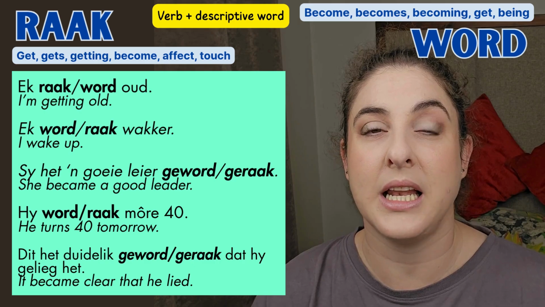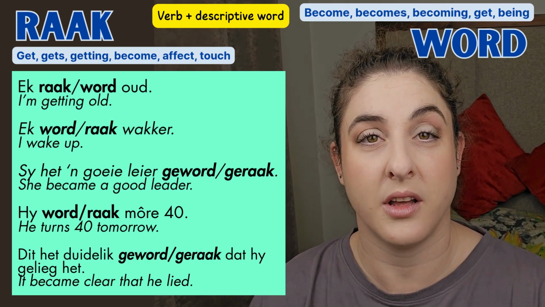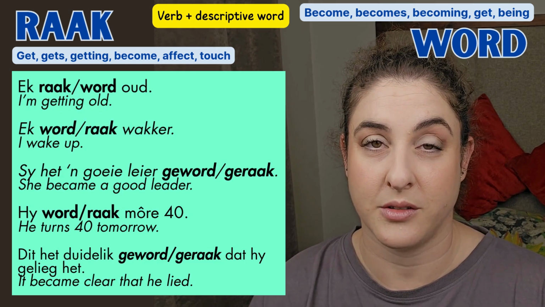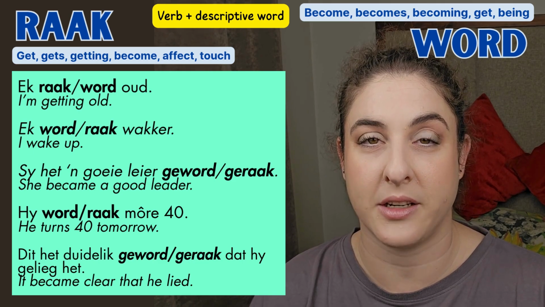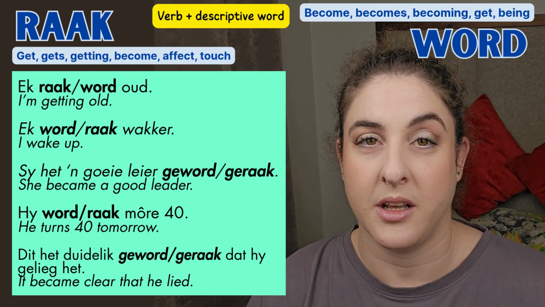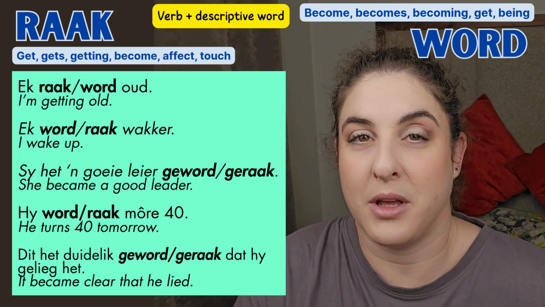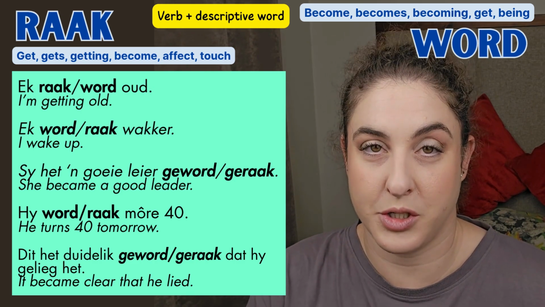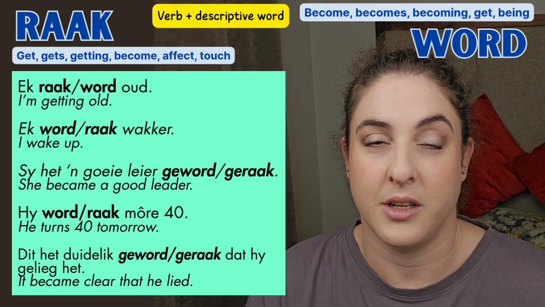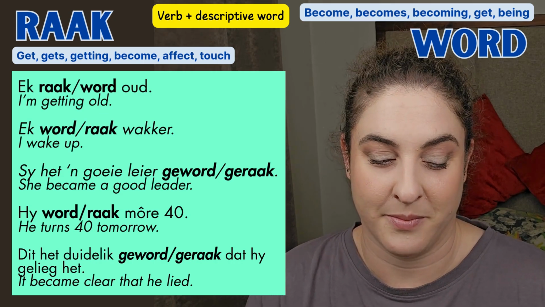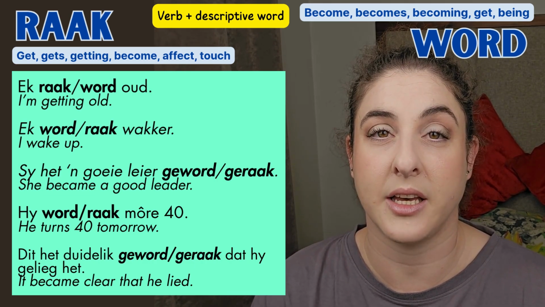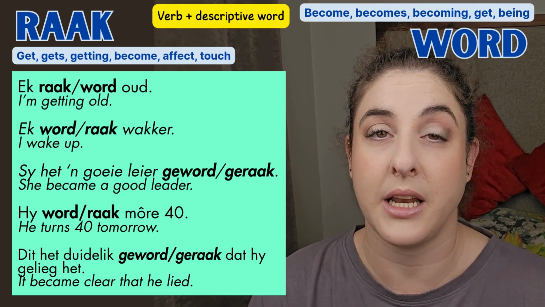Sy het 'n goeie leier geword of geraak. She became a good leader. Hy word of raak môre 40. He turns 40 tomorrow. Now there again, it's not become or gets, but it is sort of he's becoming 40 tomorrow, right? That's what he turns implies in English. That is why it's a raak or word in Afrikaans. Keep that in mind. Dit het duidelik geword of geraak dat hy gelieg het. It became clear that he lied.